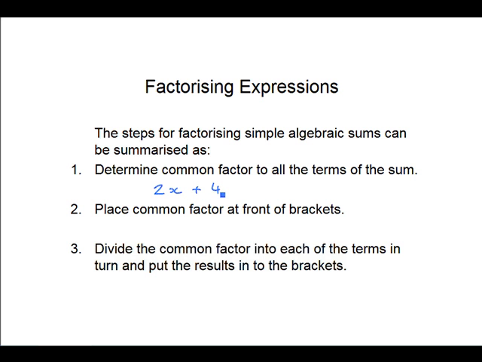So here we have an example, 2x plus 4. What we're going to try to do is find a factor that's common to both. In this case it's 2. So once we find that, we write the 2 outside the brackets, and then we say to ourselves, how many times does 2 go into 2x? It goes x times. And how many times does 2 go into 4? It goes 2 times. And that's what goes inside the brackets.